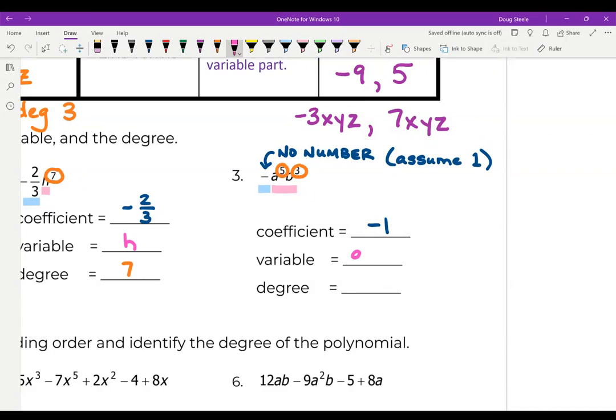Our variables in this case are an a and a b. We have 5 a's and we have 3 b's. So in total, we have a degree 8 term. There are 8 variables that are multiplying in this term.